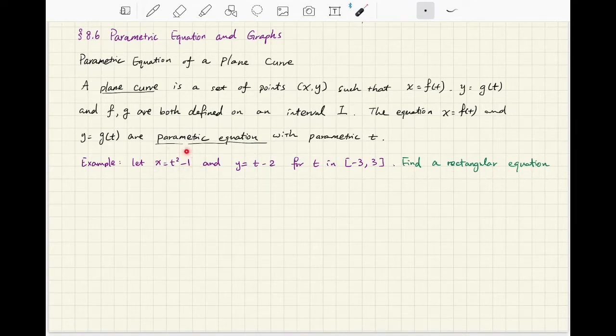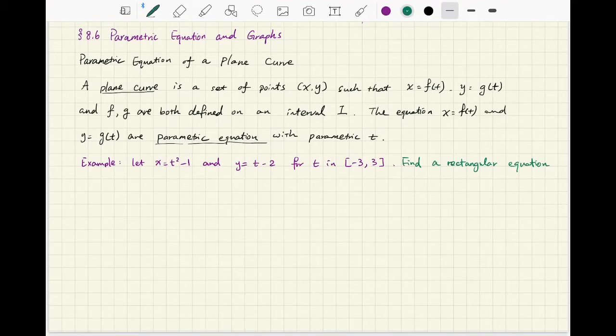Remember, x equal to t squared minus 1 and y equal to t minus 2 is a parametric equation. It's not a rectangular equation like x equal to some y. So we're going to rewrite it as one equation involving only x and y, no more t's. To do it, we're going to first eliminate the parameter t from one of the equations.